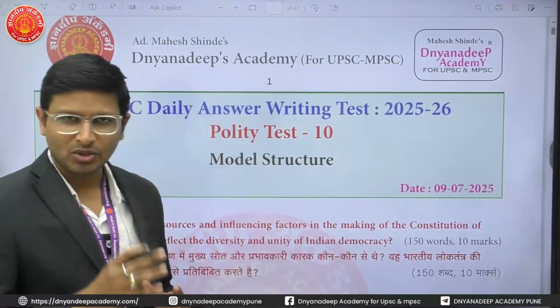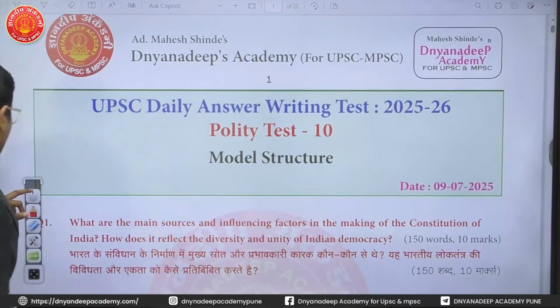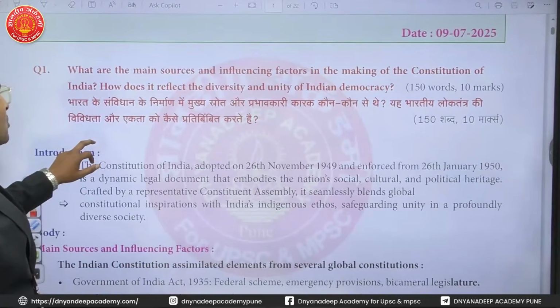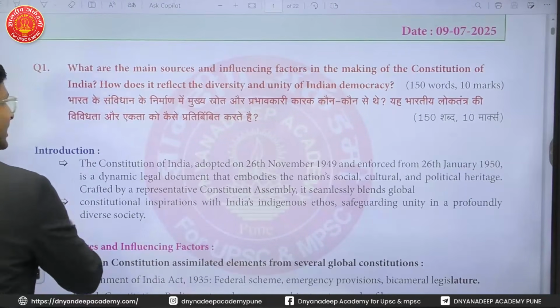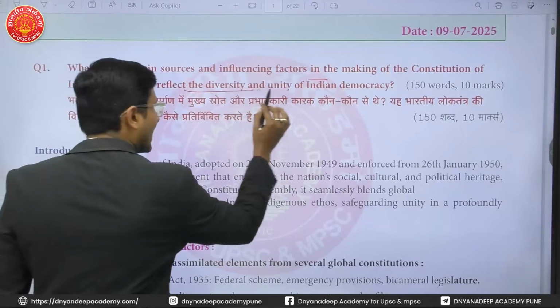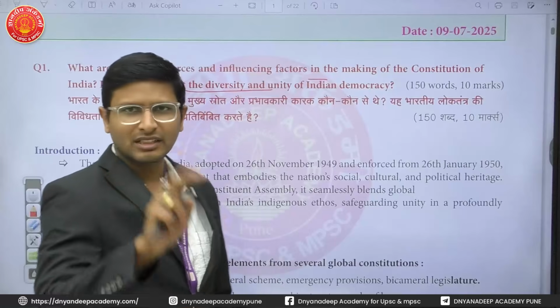So let's discuss question one by one. Let's understand the question, let's understand the demand of the question. The first question here is asking what are the main sources and influencing factors in the making of the Constitution of India. How does it reflect the diversity and unity of Indian democracy? So it is basically asking two things.